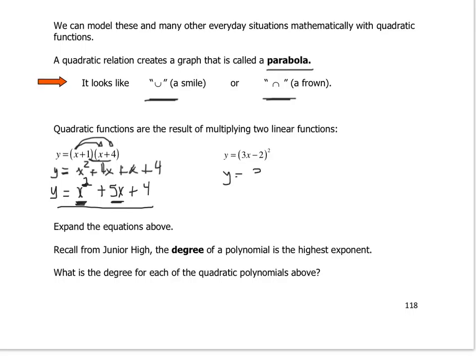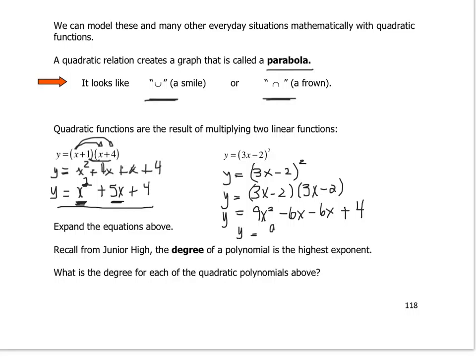And similarly, if you see something like this, it is a linear function squared. So when you write that out, that would be 3x minus 2 by 3x minus 2. And that would give you 9x squared minus 6x minus another 6x plus 4, which would give you 9x squared minus 12x plus 4. Again, I'm just using the distributive property like I did on the first one. So again, you notice that this one also has a squared term and a linear term.